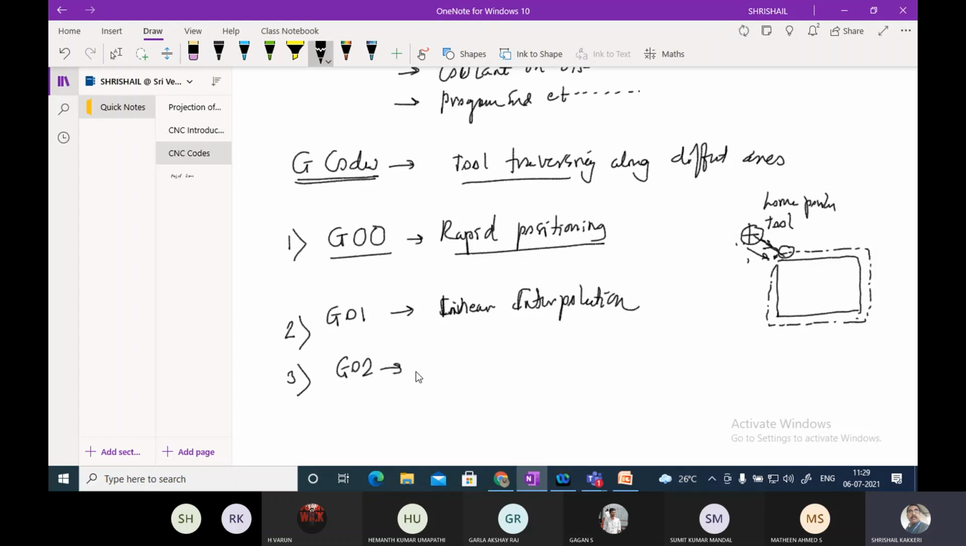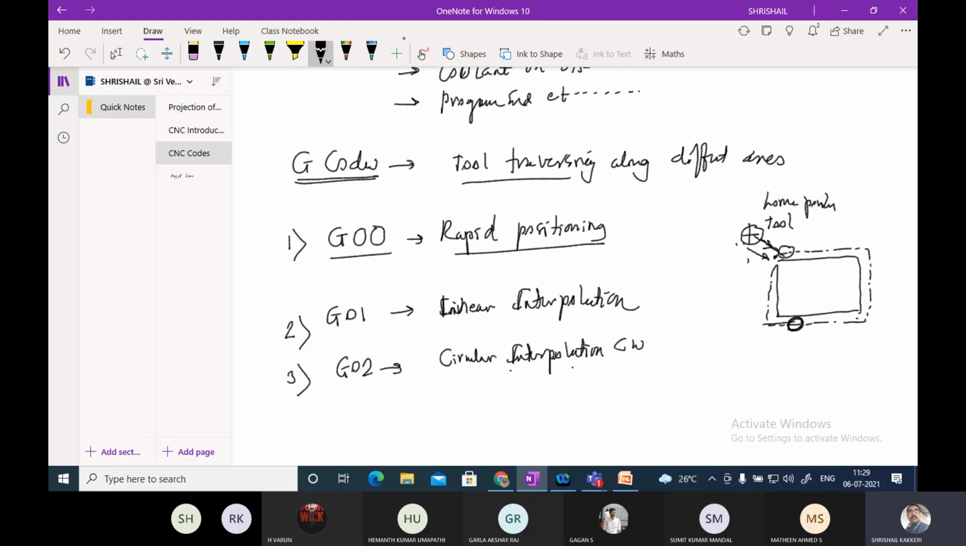G02. G02 is circular interpolation clockwise. So that means rotating the tool, please look here, while the tool is rotating, what happens is the tool will be rotating clockwise and it will be interpolating. That is called a circular interpolation clockwise.